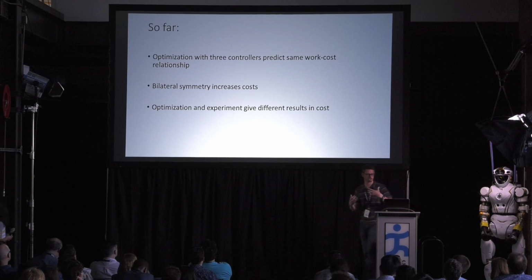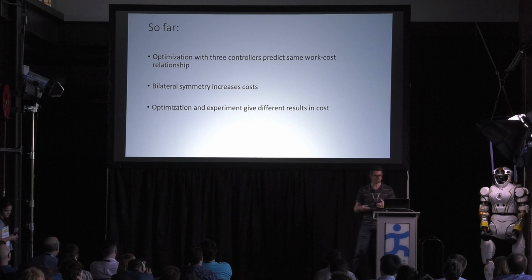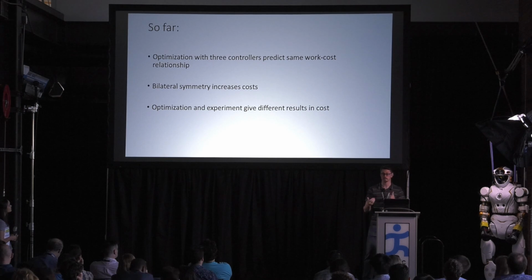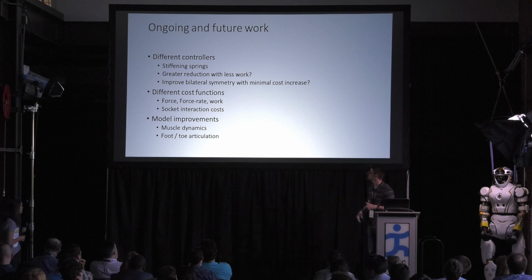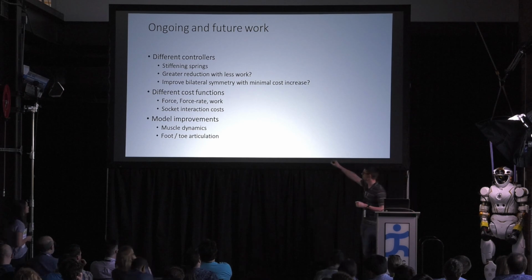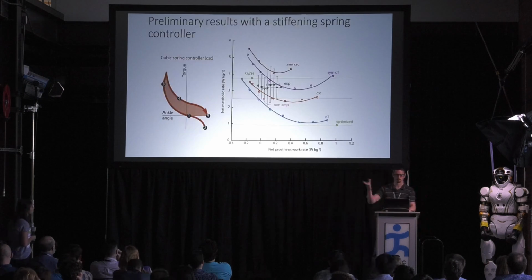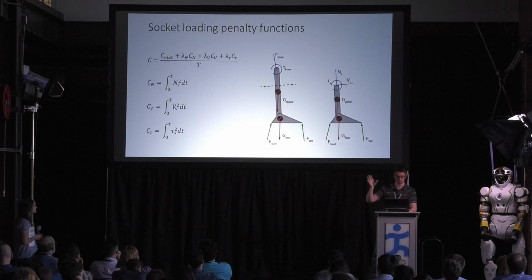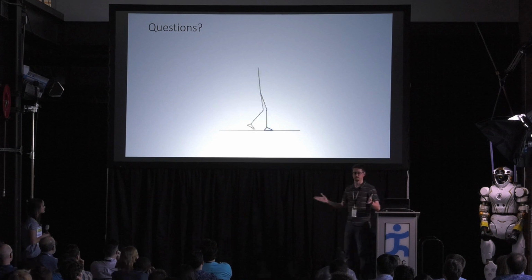So far we have an optimization with 3 different controllers that predict the same work-cost relationship. Bilateral symmetry increases cost, and optimization and experiment give different results. So we have a bunch of ongoing and future work trying to look at different types of controllers, different types of cost functions, and different types of model improvements. Since I'm out of time, I do have some preliminary results, but we can discuss those offline. Some animations like that. Any questions?